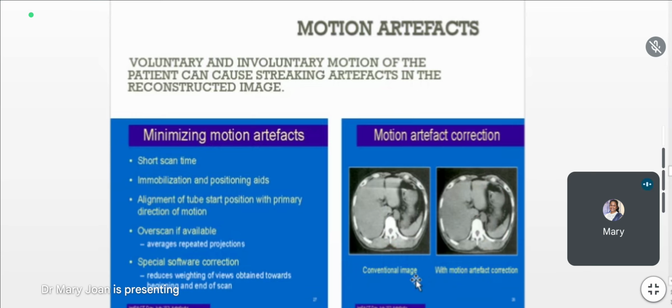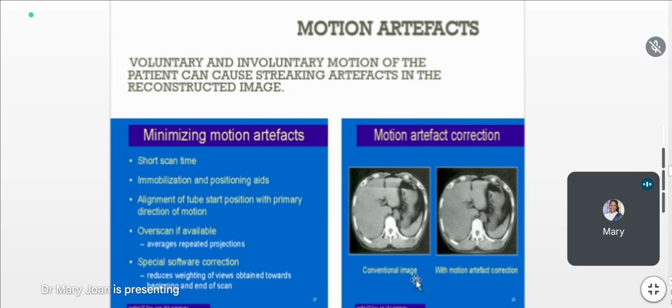And motion artifacts: voluntary and involuntary motion of the patient can cause streaking artifacts in the reconstructed image. Motion artifacts are minimized by reducing the scan time, utilizing short scan time, immobilization and positioning aids, alignment of tube start position with the primary direction of motion, overscan if available, averaging repeated projections, and special software correction that reduces weighting of views obtained toward the beginning and the end of the scan.